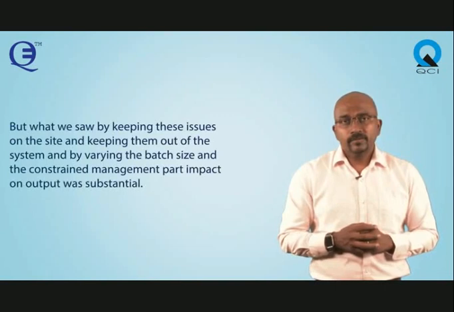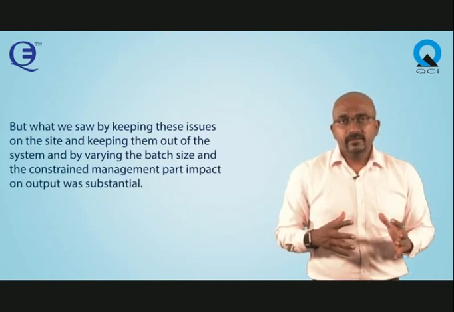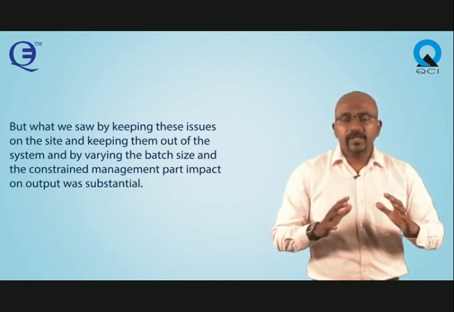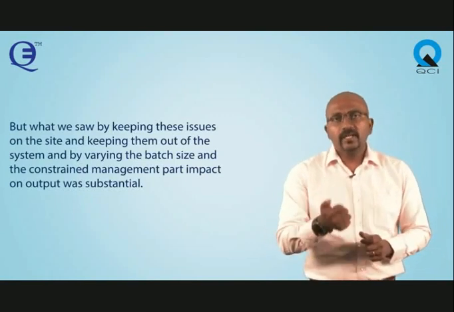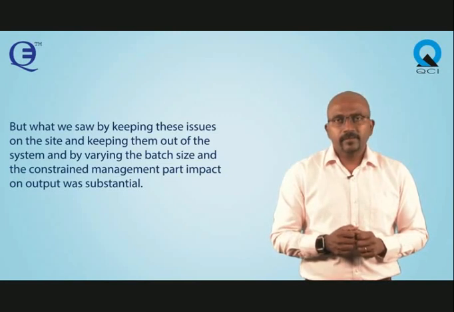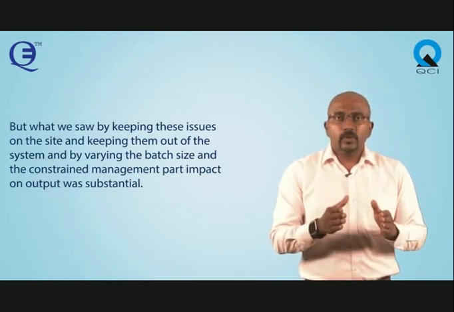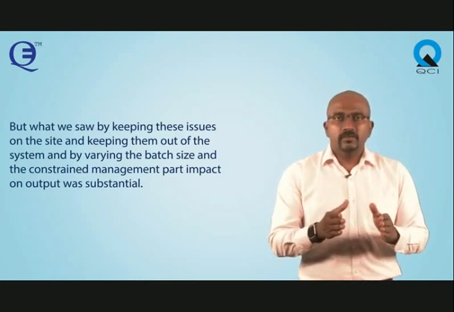But what we saw, by keeping these issues on the side and keeping them out of the system, and by varying the batch size and the constraint management part, the impact on output was substantial. Not 10-15% deviation from what we could have made. We were making a loss in one situation and we were making a profit in another. It was not loss of profit, it was a total swing of profit to loss.